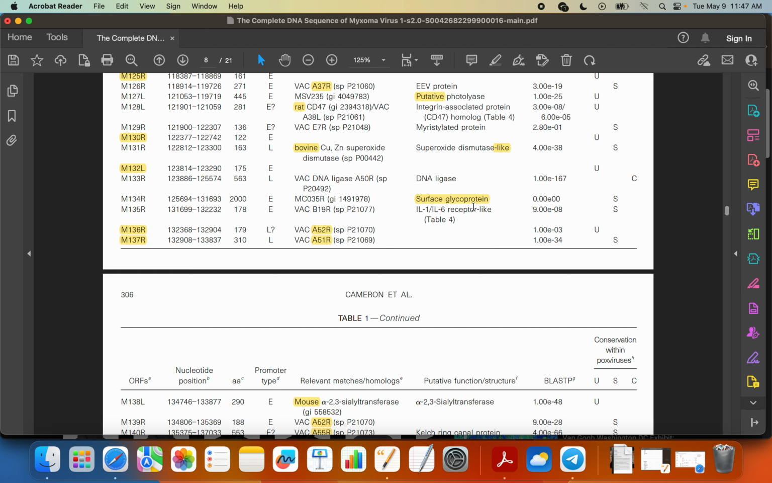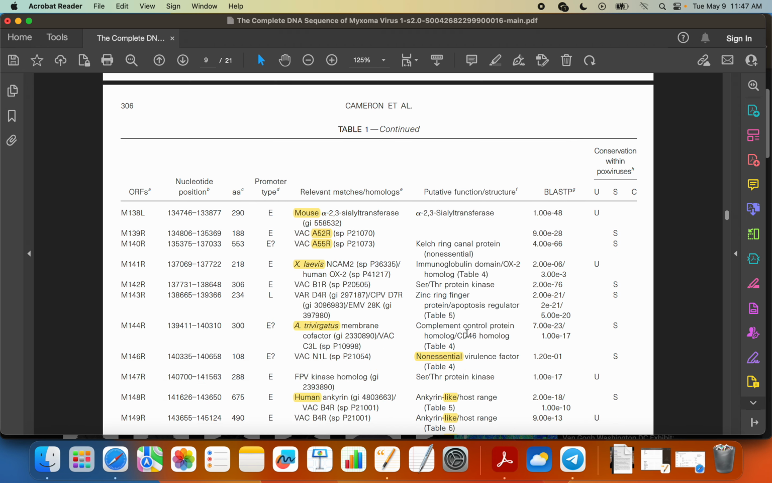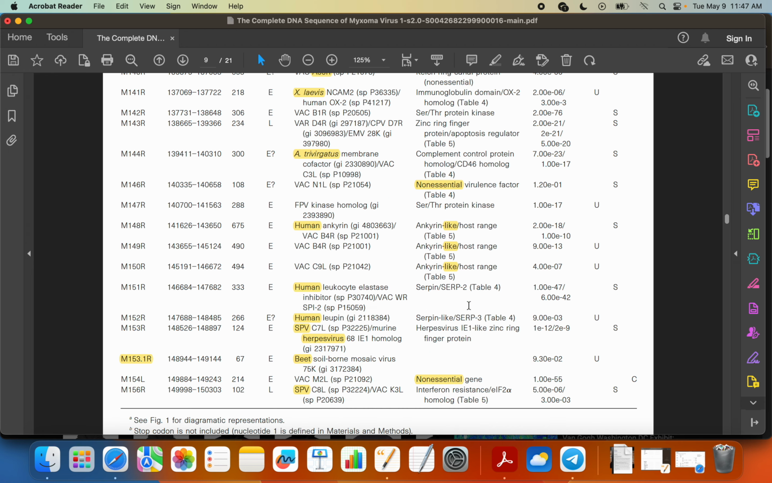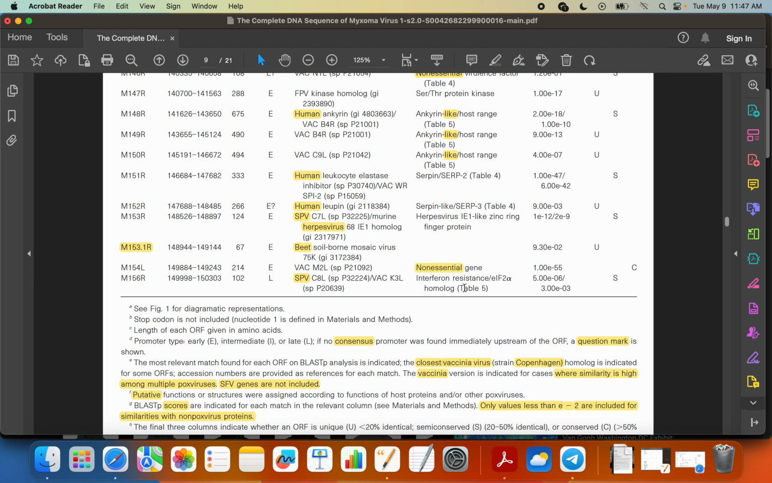Surface glycoprotein. See, again, I mean, glycoprotein pretty much covers everything, right? It's a protein that has some sugars. Well, that's pretty much everything. And it's either going to be on the surface or inside the thing. Non-essential. And chiron-like. Non-essential. There's some herpes virus stuff.